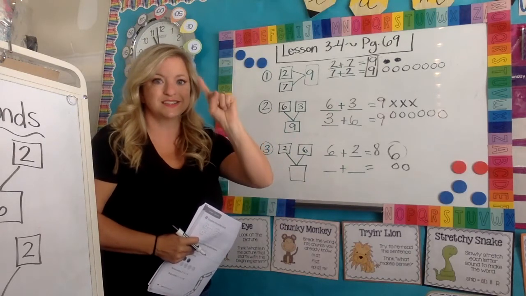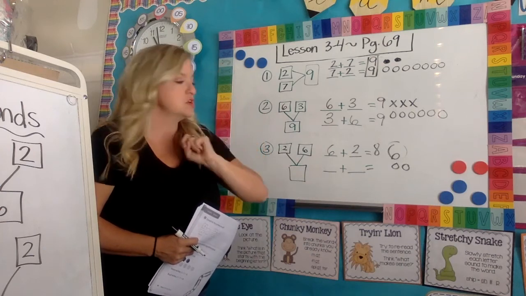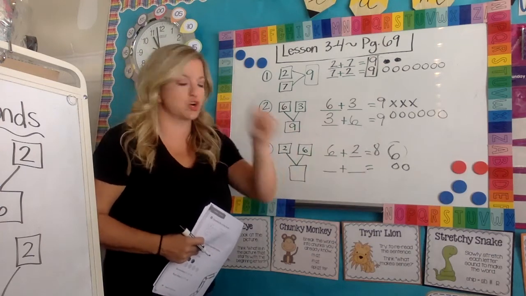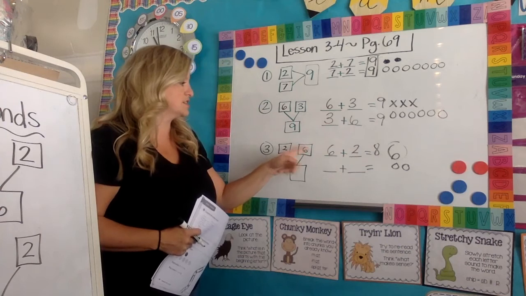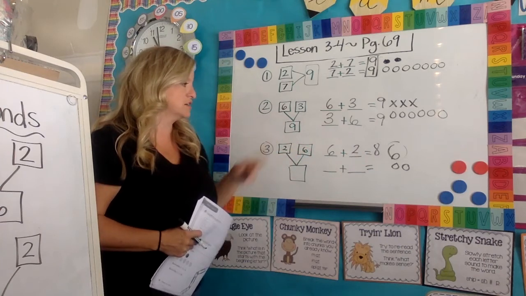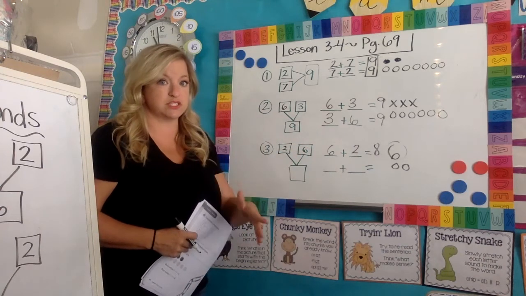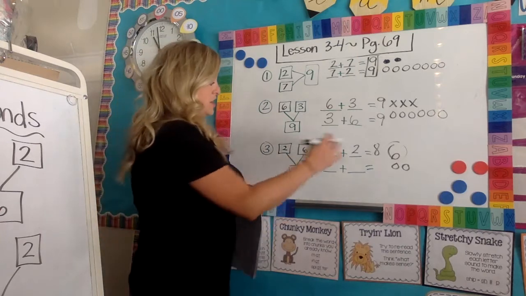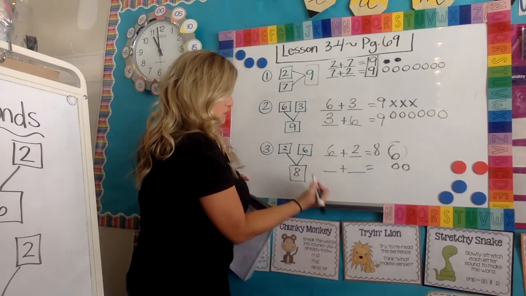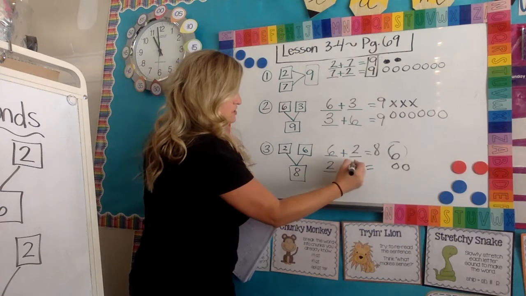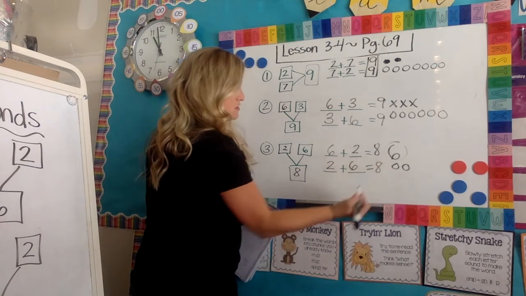So 6, 7, 8. Same thing, if you want, you can just draw a 6 or just say 6 and then tap it out, 7, 8. Lots of different ways to do the same counting on strategy. Here I'm going to fill in the box and flip it to plus 6 equals 8.